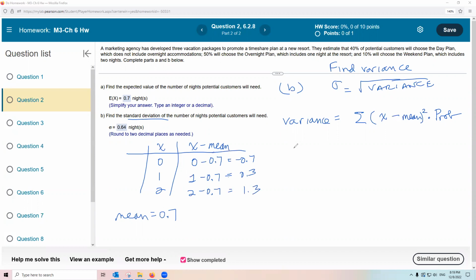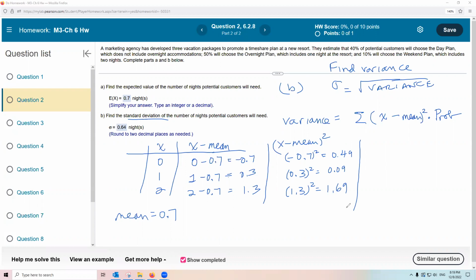All right, but we need x minus the mean squared. So I'm going to work out x minus the mean squared. This is going to be negative 0.7 squared. That's 0.49. Second row is 0.3 squared. That's 0.09. And the third row is 1.3 squared. That is 1.69.